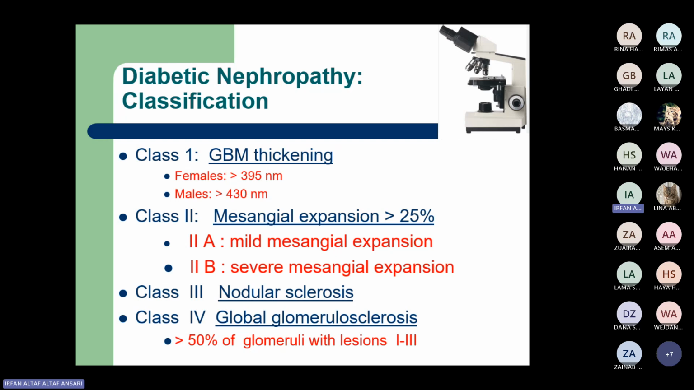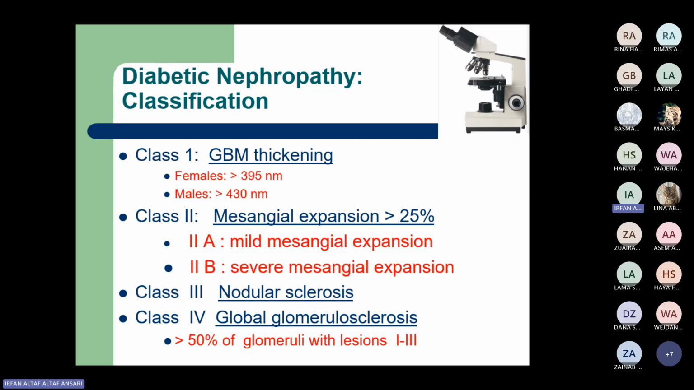Class 1 is known as glomerular basement membrane thickening. When the glomerular basement membrane is thickened more than 395 nanometers in females and more than 430 nanometers in males, this is known as class 1 diabetic nephropathy due to glomerular basement membrane thickening. Class 2 is mesangial expansion. This is more than 25% expansion in the mesangial matrix. 2A, mild mesangial expansion. 2B, severe mesangial expansion.